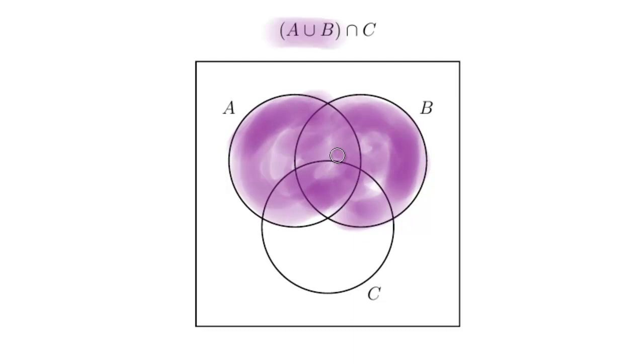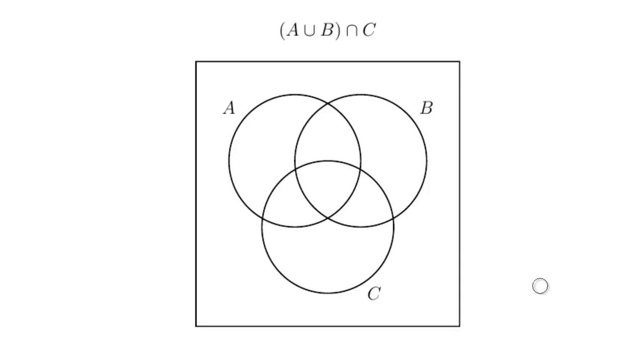Okay, and now we should go back and check out what we do for C. Well, that's everything that's in C. So that's everything in this circle. Alright, and since we want the intersection, we take the stuff that is in both. And if we do that, that is the stuff that is in C and also in either one of A or B. And that is the shaded region for this one.